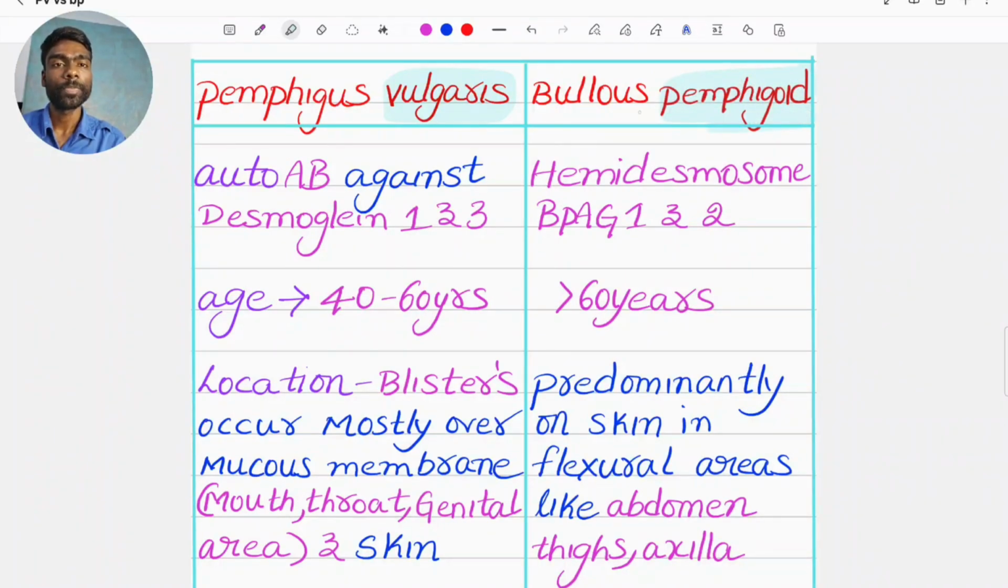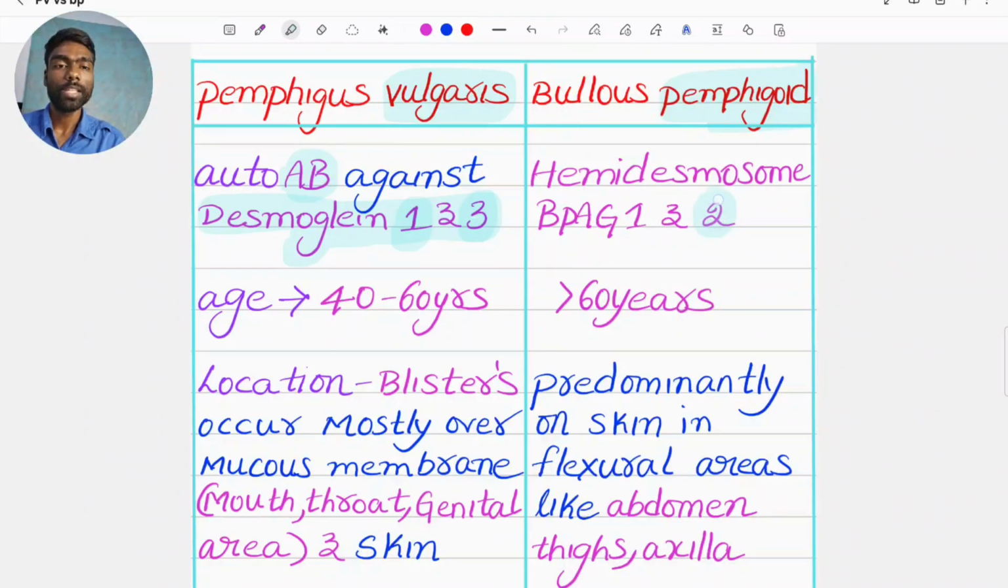What is the difference? The difference is that autoantibodies in Pemphigus vulgaris are against desmoglein 1 and desmoglein 3. These desmogleins are components of desmosomes. Desmosomes are intercellular connections connecting one keratinocyte to other keratinocytes, which make up the skin. Skin is made up of keratinocytes, just like liver is made of hepatocytes, kidneys are made up of nephrocytes. These keratinocytes will be polygonal in shape because of these connections. Desmosomes attach one keratinocyte to other keratinocyte.